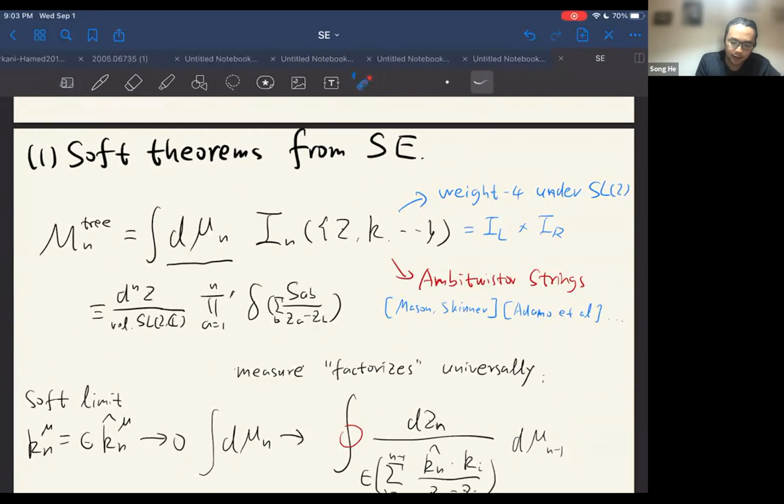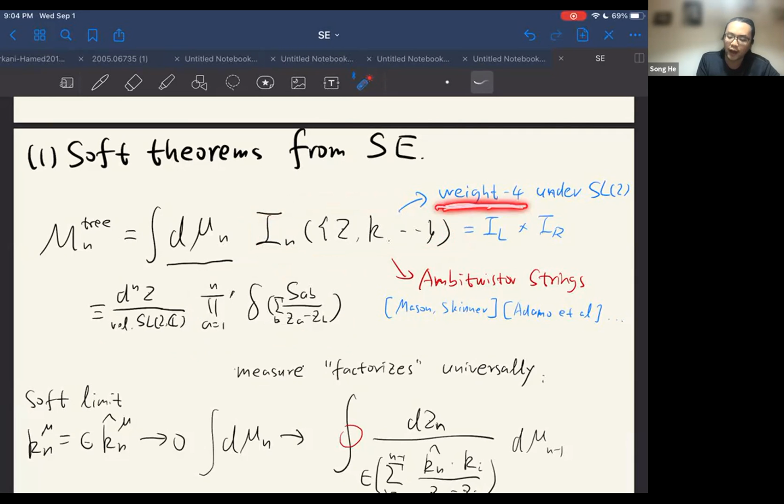When you already have your scattering equations, you can write down these CHY formulas where you have your measure, which is just integrating in your moduli space with these delta functions imposing the scattering equations. So these are n-3 delta functions imposing n-3 independent scattering equations, and then I have what we call the CHY integrand here. Okay, so these integrands transform under SL(2) with what I call weight 4.